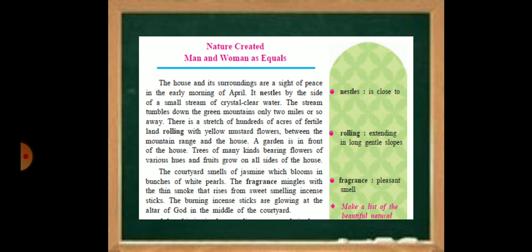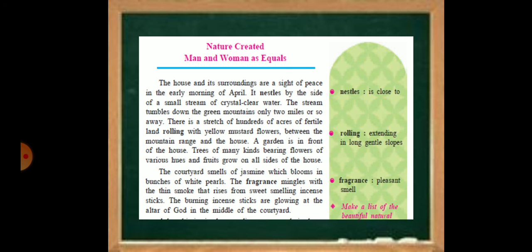The courtyard smells of jasmine, which blooms in bunches of white pearls. Now, courtyard is an unroofed area enclosed partially by a wall. Courtyard usually is in front of the house, and there is jasmine, which has bloomed in bunches of white pearls.